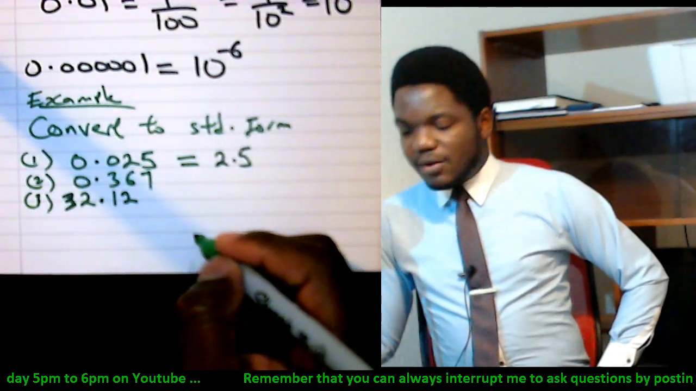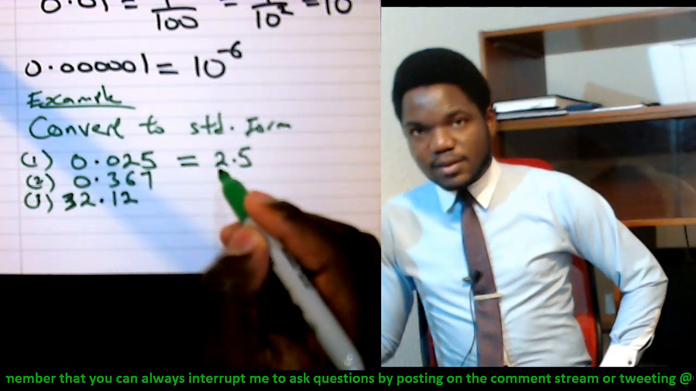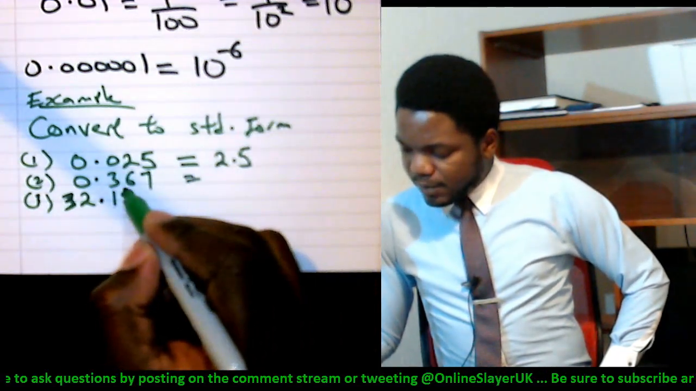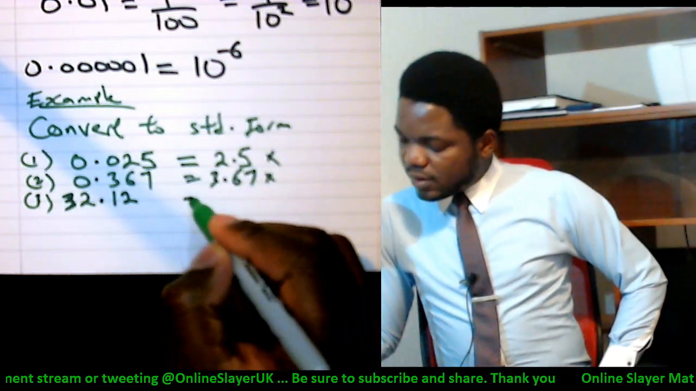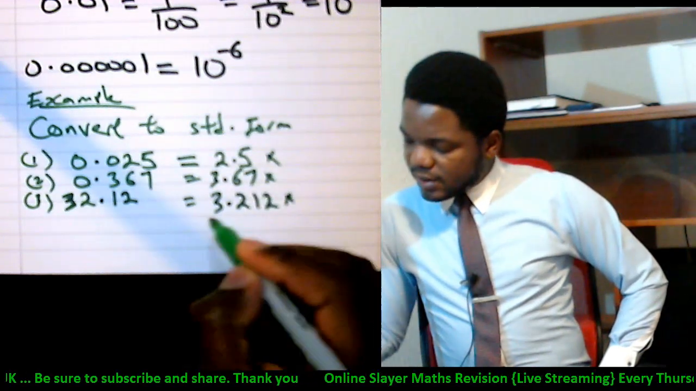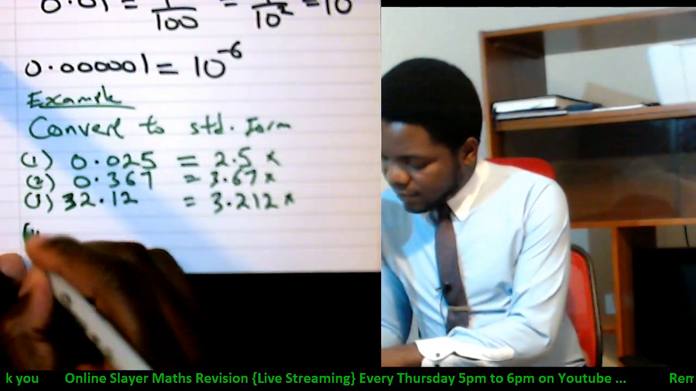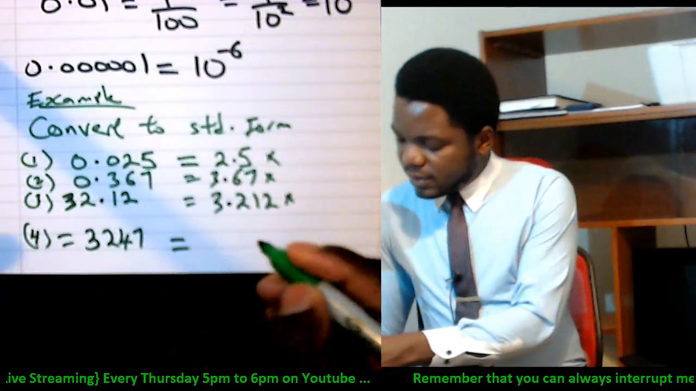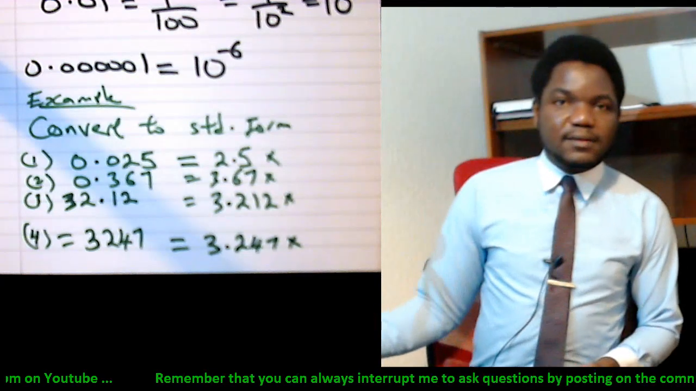Okay? Now, the idea is that we want to have just one whole number, and we want the rest to be decimal places. We want this one to be 3.67, and we want the rest to be decimal places. We want this one to be 3.212, and we want the rest to be decimal places. So that's what we mean by standard form. Number 4, if you had 3247, we want it to be in the form of 3.247. That's what we mean by standard form.